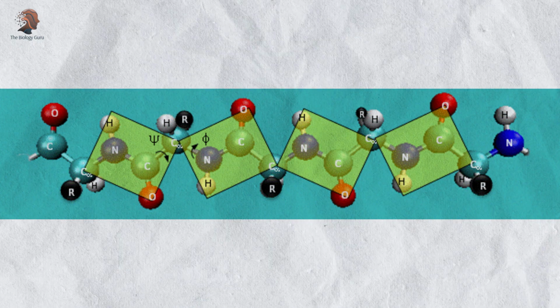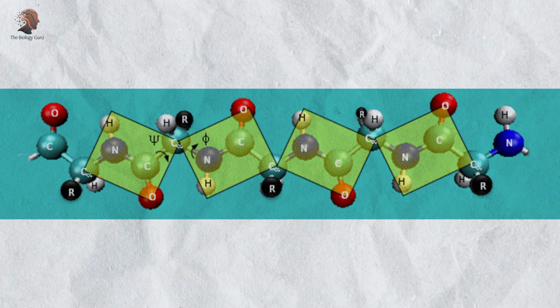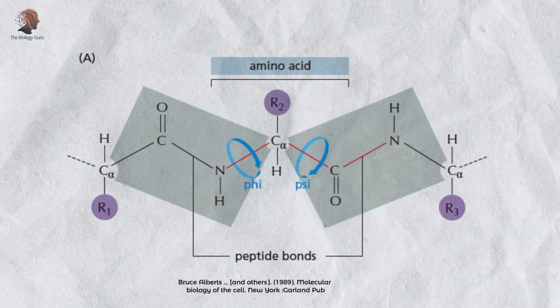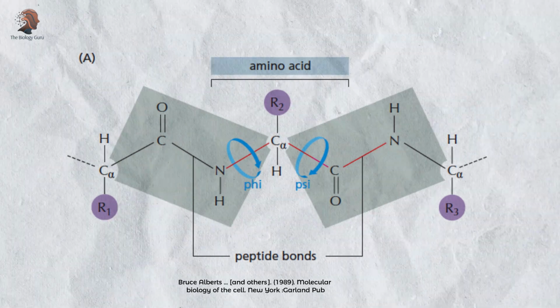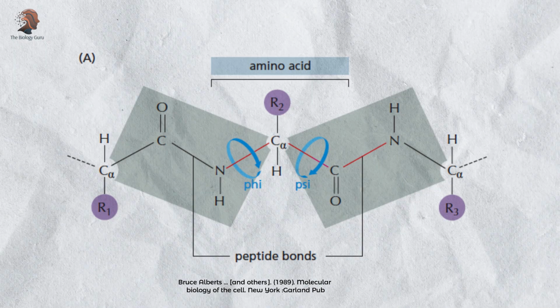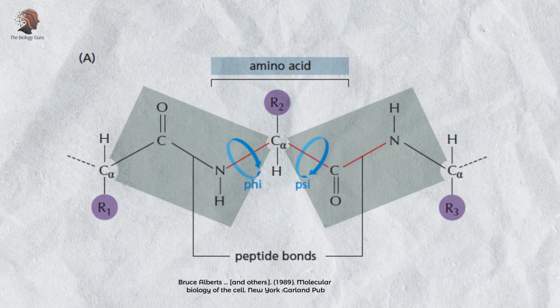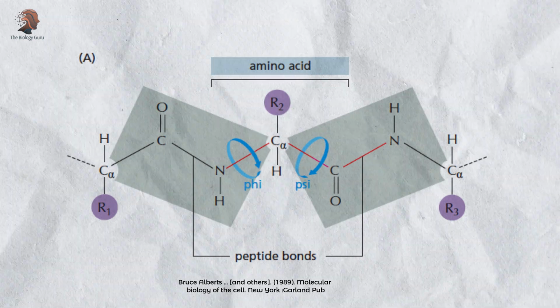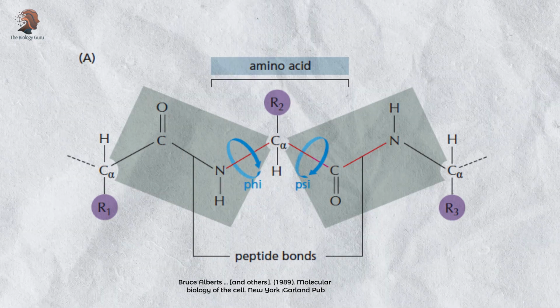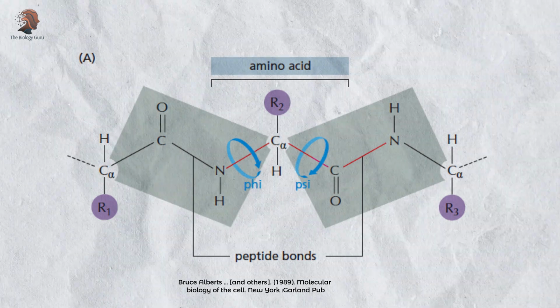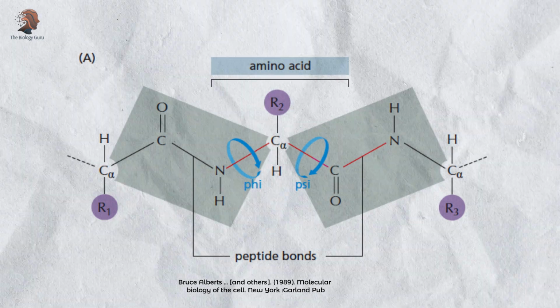Each amino acid contributes three bonds, in this figure highlighted as red, to the backbone of the polypeptide chain. The peptide bond itself has a partial double bond character, making it planar and restricting free rotation around it. In contrast, rotation is possible around the C alpha C bond with the angle of rotation known as psi, and around the N C alpha bond with the angle of rotation known as phi.